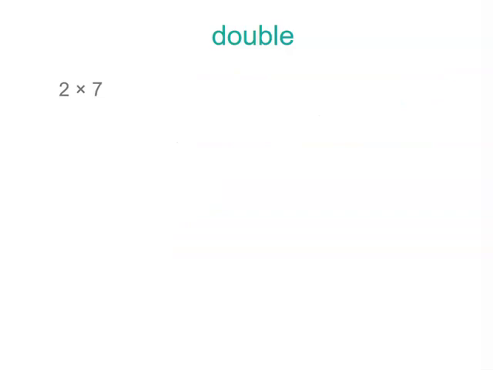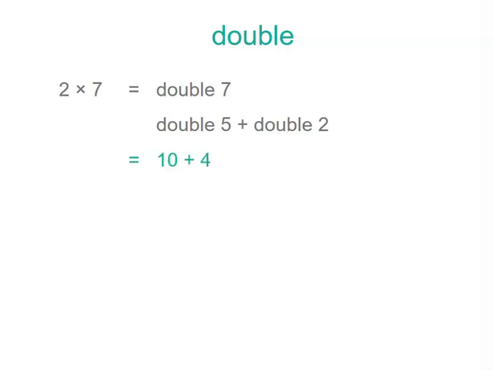What about the double of 7? 2 times 7 is the double of 7. What about if you split 7 into 5 plus 2? The double of 7 is the same as the double of 5 plus the double of 2, which equals 10 plus 4, or 14. So we made a double and then we split that and made 2 doubles.